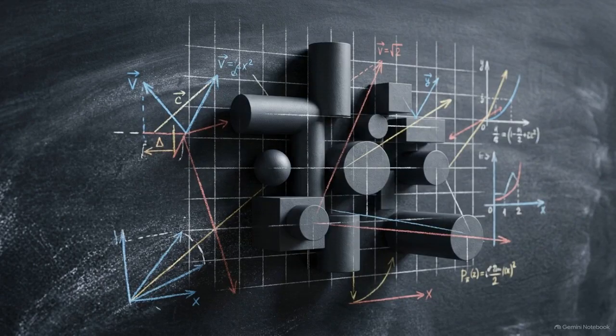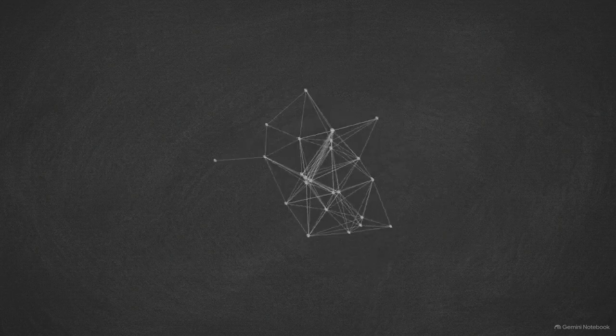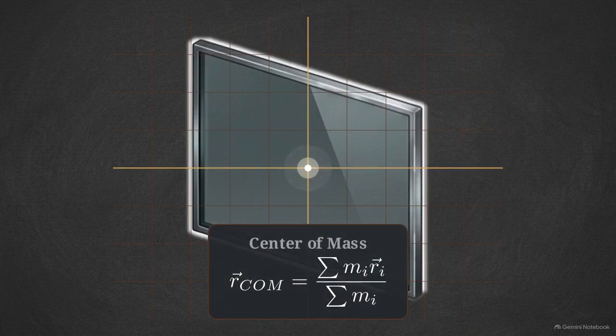Understanding the center of mass gives you a powerful framework for simplification. You now have the ability to strip away the unpredictable rotation of any physical system, reducing it completely to a single, solvable coordinate.